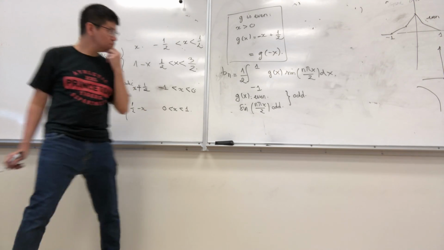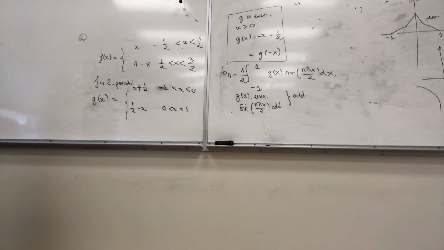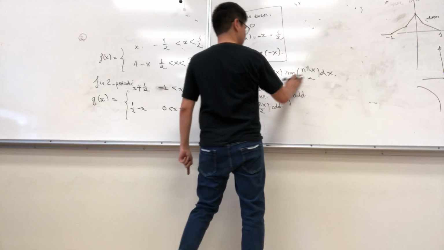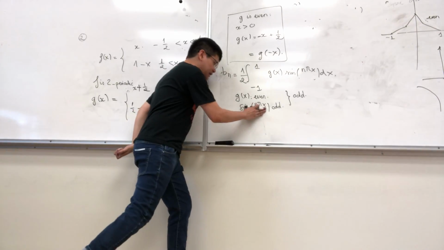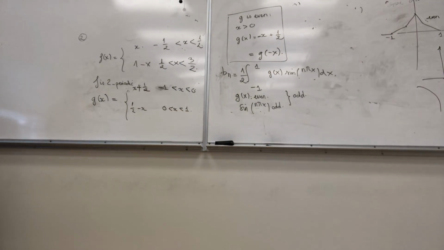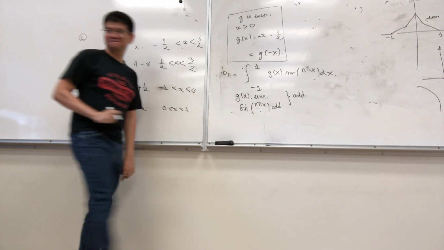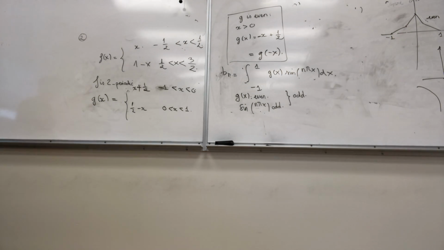Shouldn't it be sine of n pi x, not sine of x over 2? Sine of n pi x over 2, right? L is 1, so. In this case, sine is an odd function and g is an even function, as we checked. So the product of an odd function and an even function gives you an odd function. So in this case, b_n should be 0. Where did you get the 1/2? Can you say it back please?